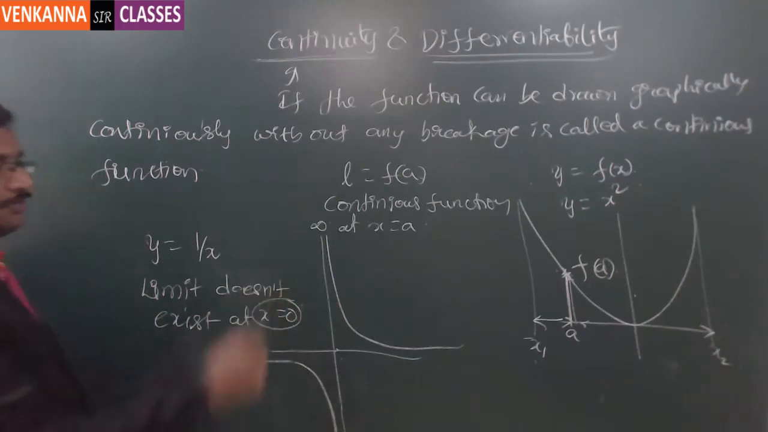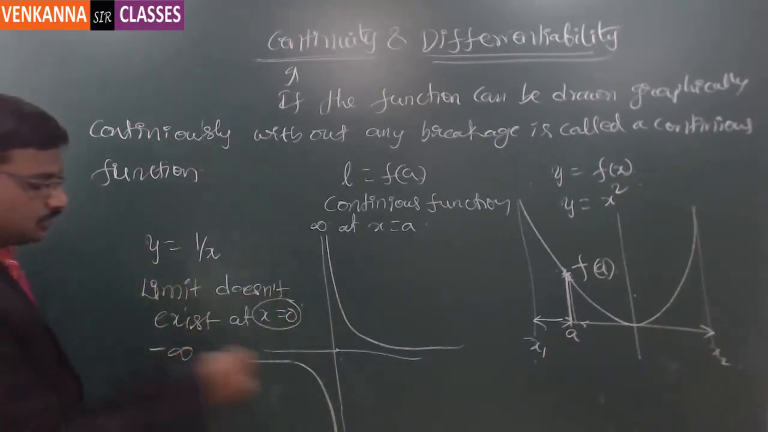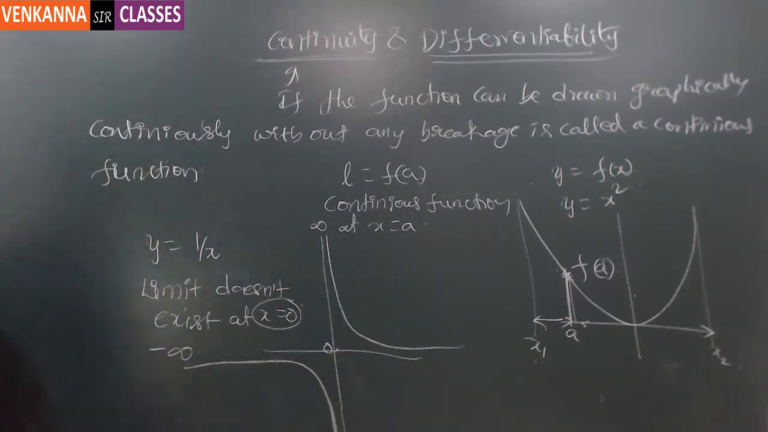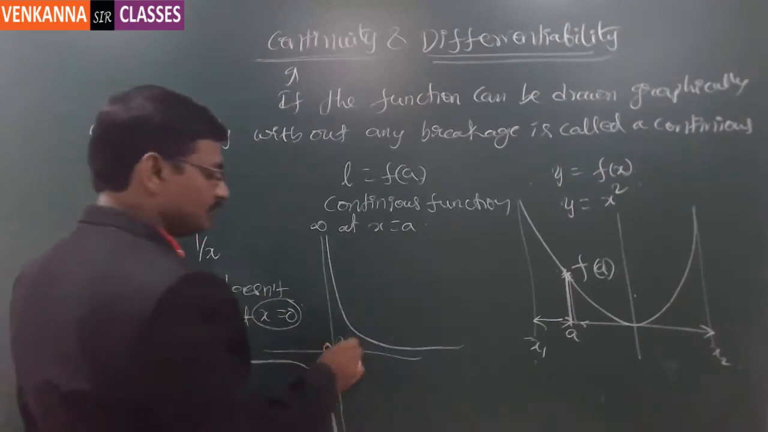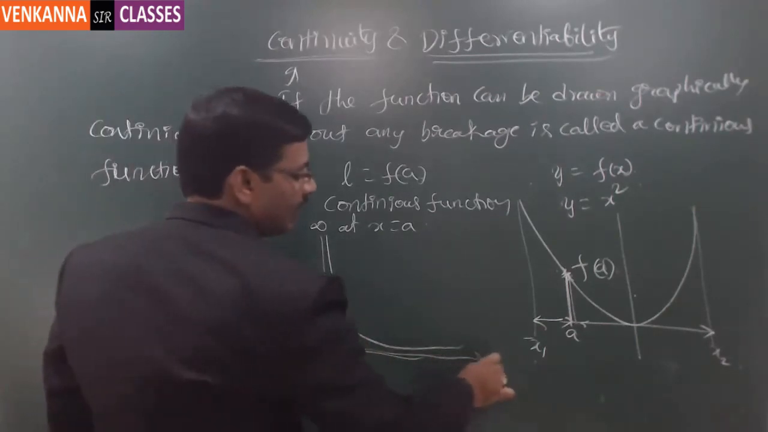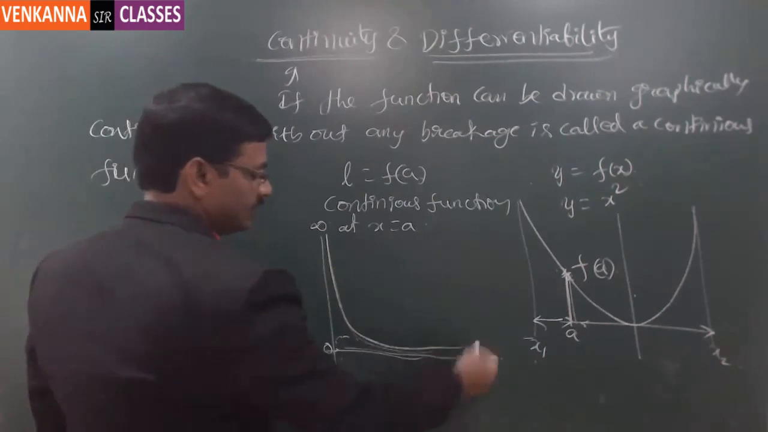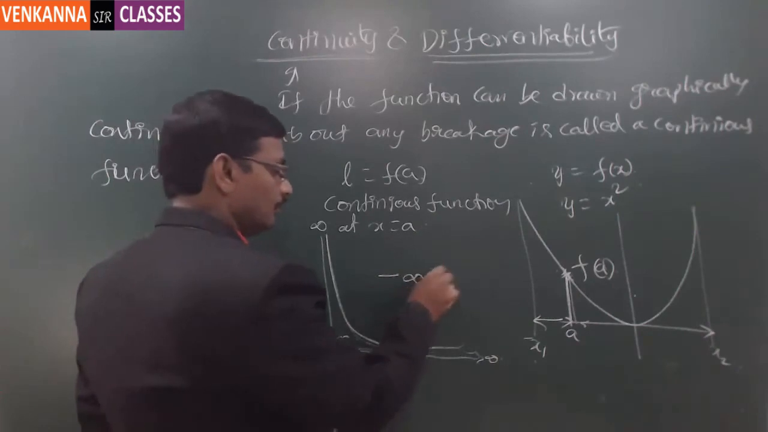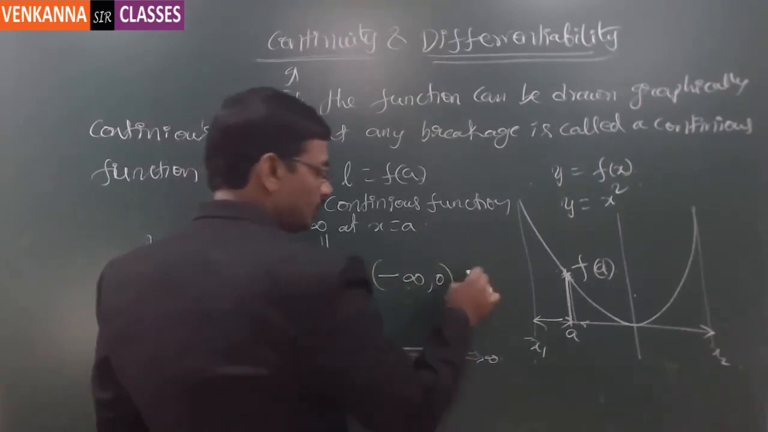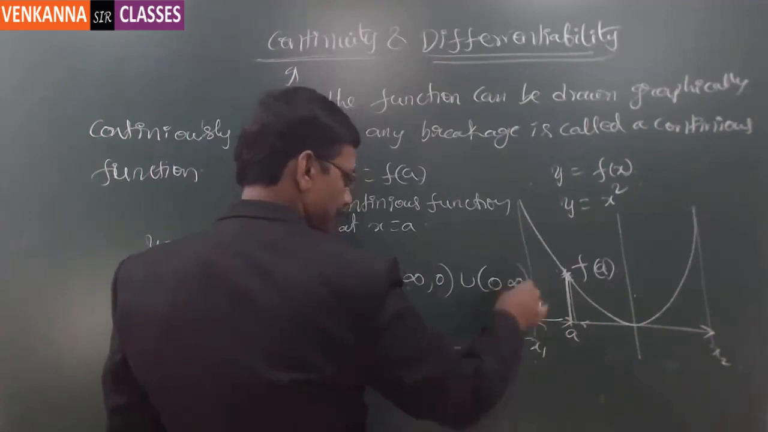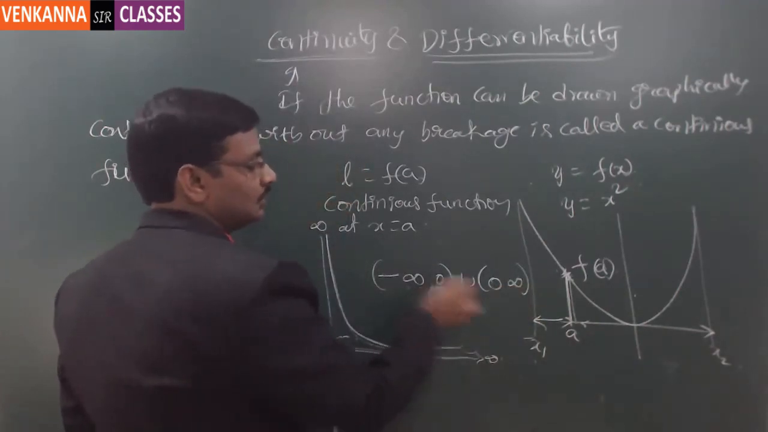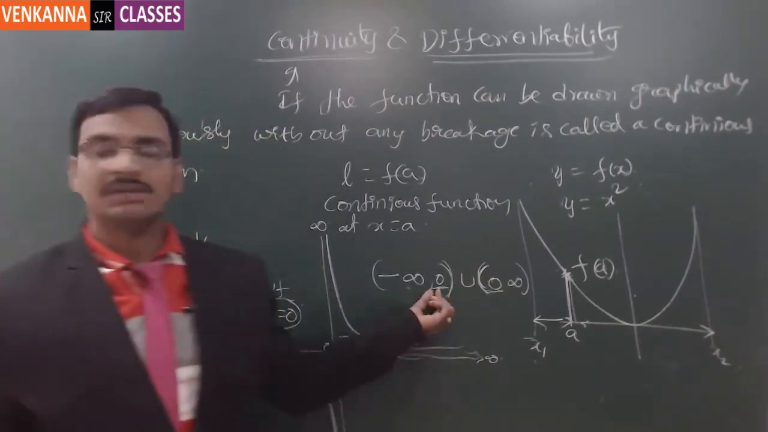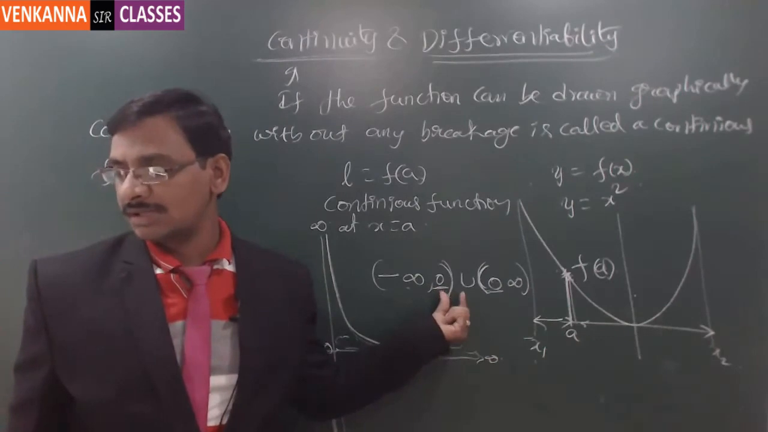But at the rest of the places, from minus infinite to 0, I could draw this function without lifting my chalk piece. That means this is a continuous function. And if I start from 0 and go till infinite, I could draw this graph without lifting my chalk piece. That means this function is continuous between minus infinite to 0 and 0 to infinite, but without including this 0. That's why this is an open bracket. Open bracket says that it is not included, closed bracket says that it is included.